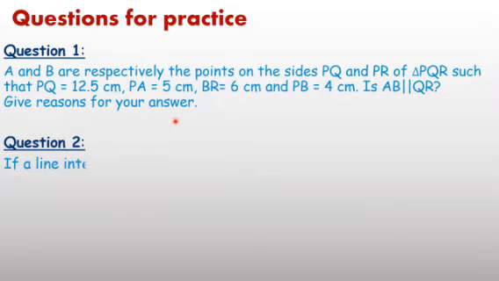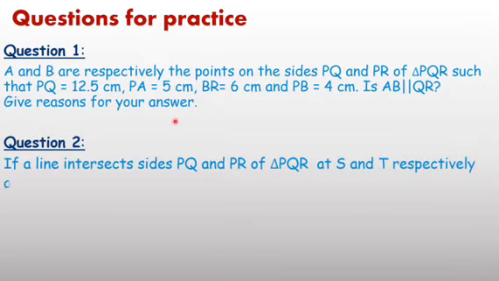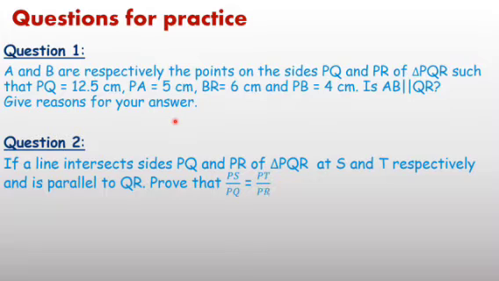Second question. If a line intersects sides PQ and PR of triangle PQR at S and T and is parallel to QR, then you have to prove PS upon PQ equals PT upon PR. You have to solve and give the answer of these two questions.